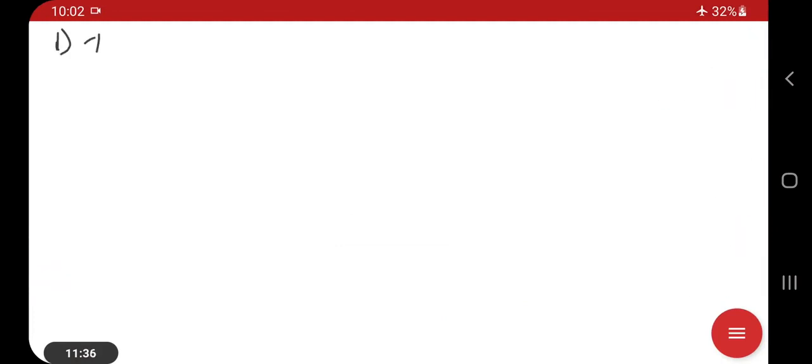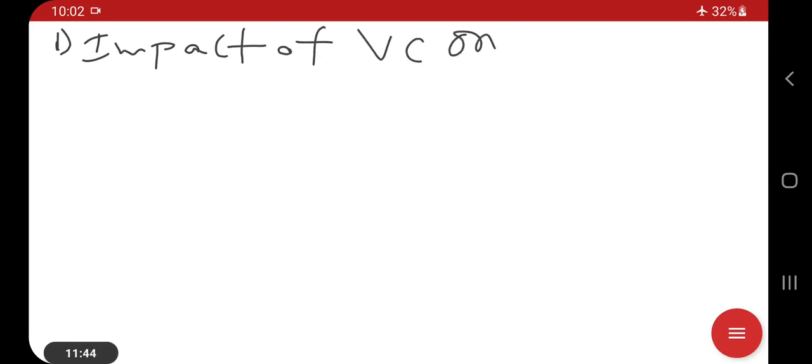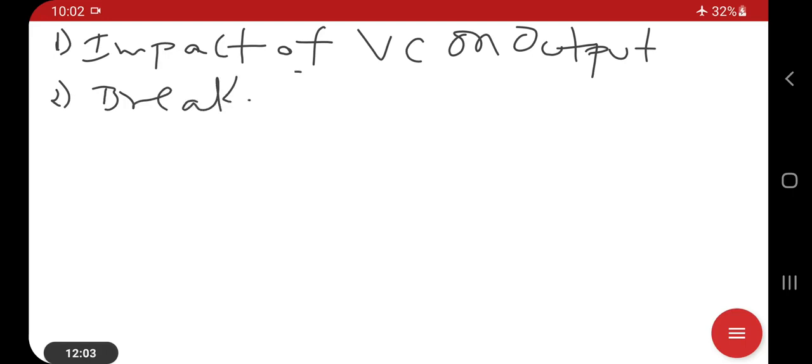The first one here is impact of variable cost on output. Marginal costing is used to know the impact of variable cost on the volume of production or output. The next one is break even analysis. It is an integral and important part of marginal costing.